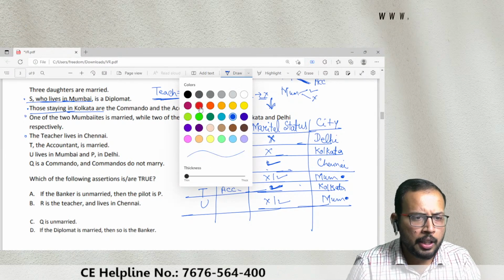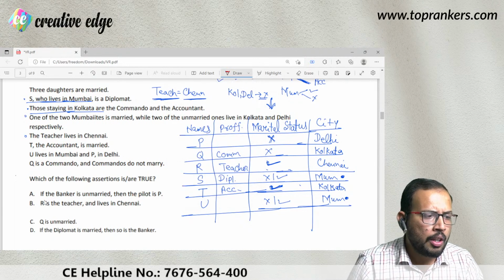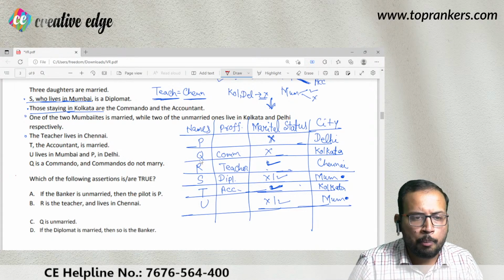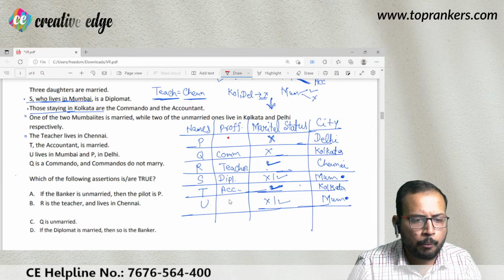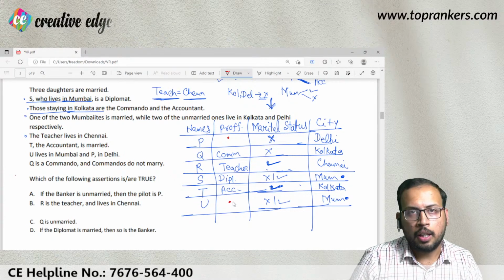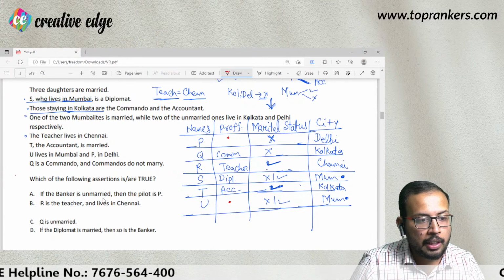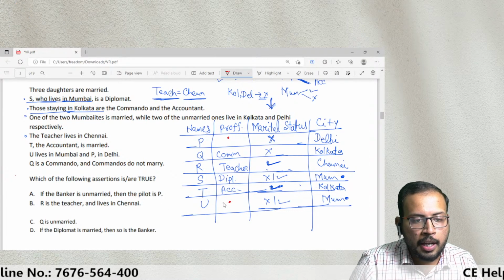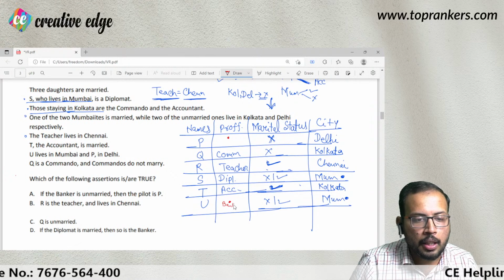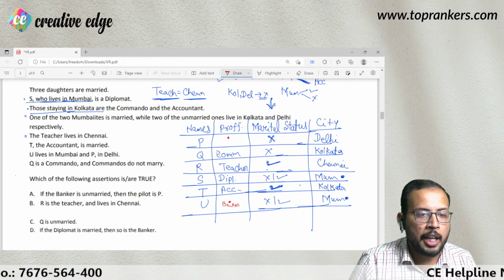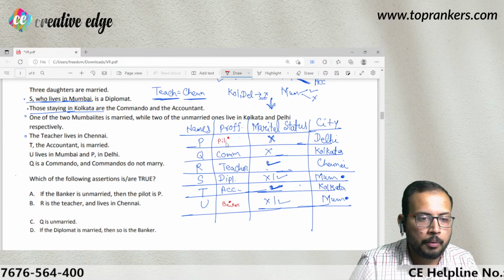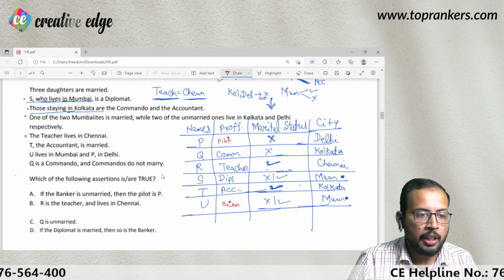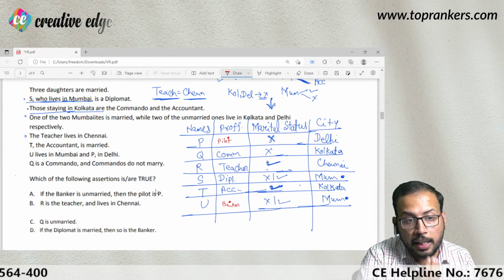Let me change my color for attempting this question. If the banker is unmarried, now banker could be here or banker could be here. If the banker is unmarried, let us think, can banker be here? If banker is here, that means this person must be pilot. ठीक है, P is a pilot. So let us see if this is possible.